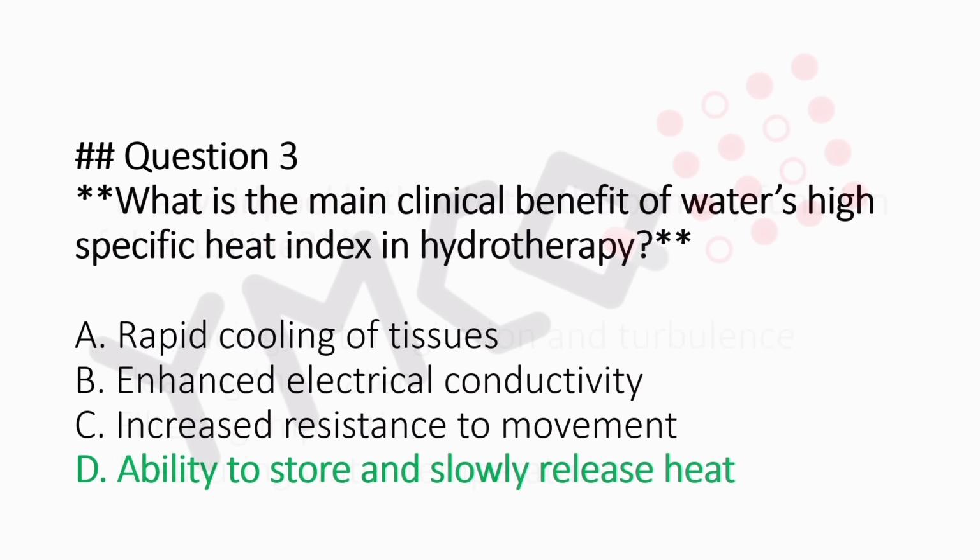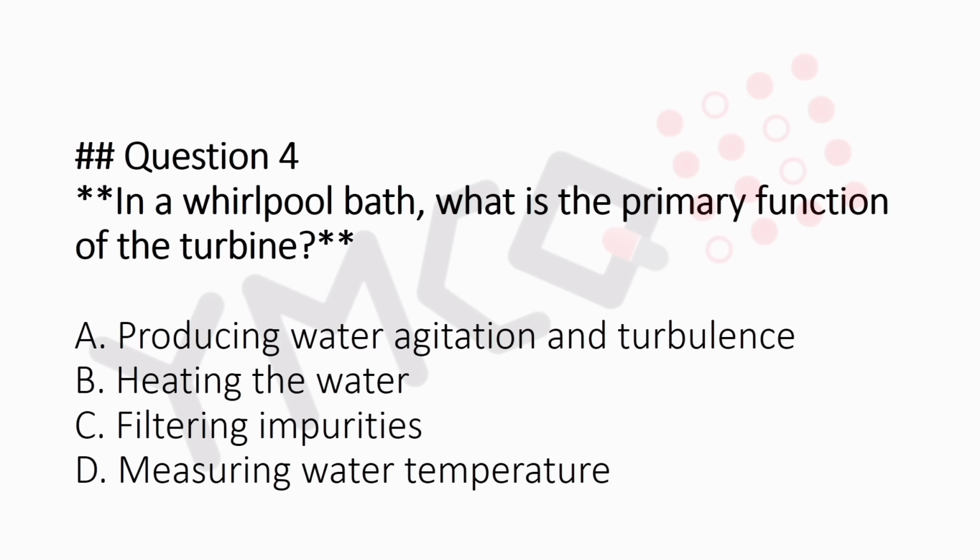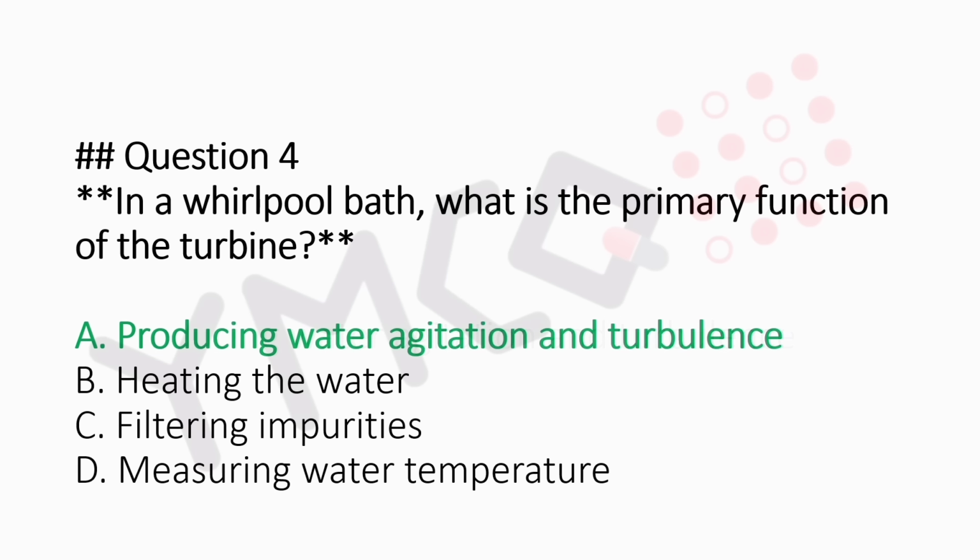Now let's move to question number 4. In a whirlpool bath, what is the primary function of the turbine? Option A, producing water agitation and turbulence. Option B, heating the water. Option C, filtering the impurities. Option D, measuring the water temperature. And the answer is option A, producing water agitation and turbulence.